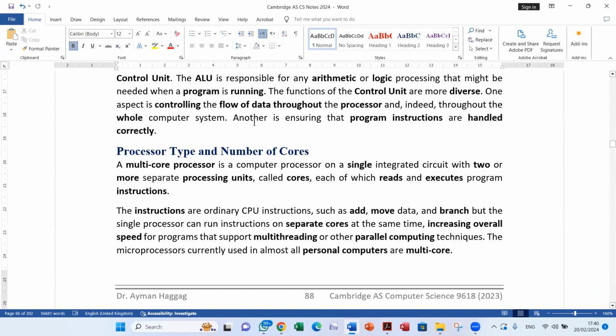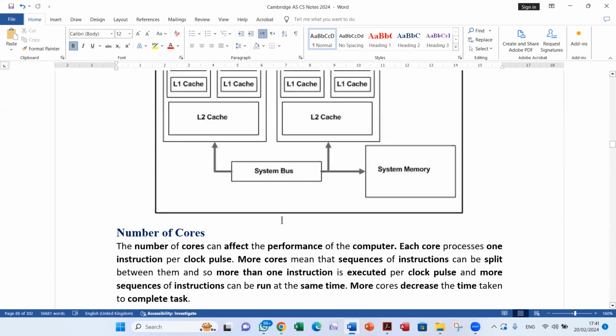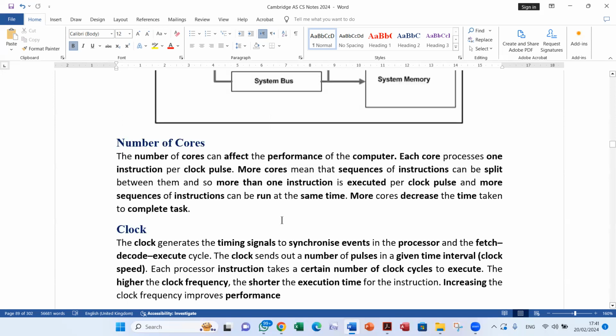So you have what is called a core, and the core is the CPU and its registers, each of which reads and executes program instructions. The instructions are ordinary CPU instructions, such as add, move, and branch, but the single processor can run instructions on separate cores at the same time, increasing overall performance and supporting multi-threading, so you run programs in parallel. Okay, so this is the number of cores.